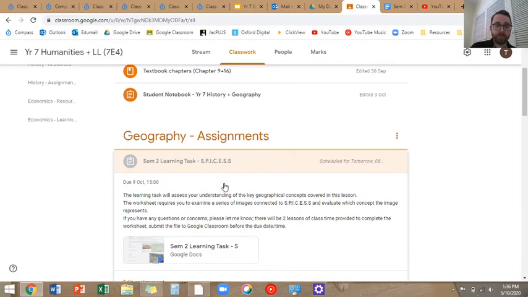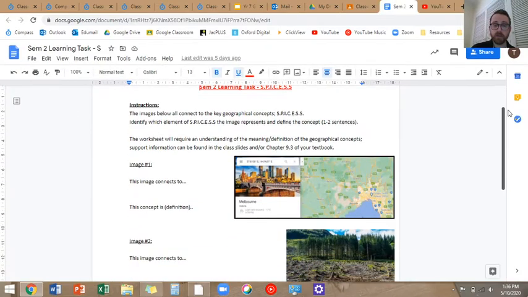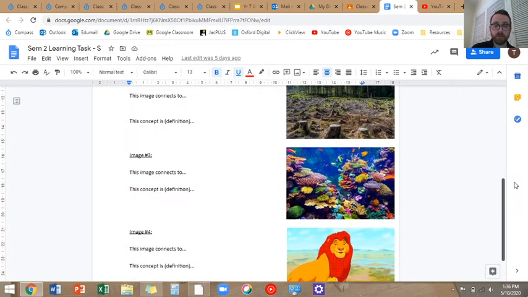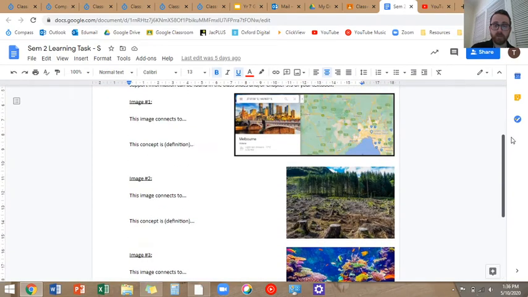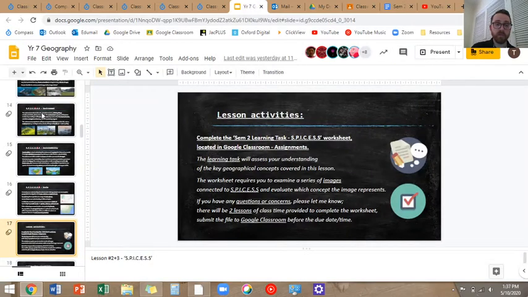Google Classroom. Got geography assignments, Sem 2 learning task, S.P.I.C.E.S.S. Click on that. Got the instructions there. And we've got 1, 2, 3, and 4 images connected to all of them really, but they're best connected, most connected to one of these S.P.I.C.E.S.S topics. So what you need to do for each image is say this image connects to blank, and this topic of S.P.I.C.E.S.S is, so you have to define the different topics of S.P.I.C.E.S.S.